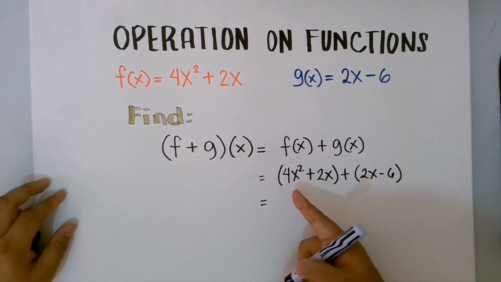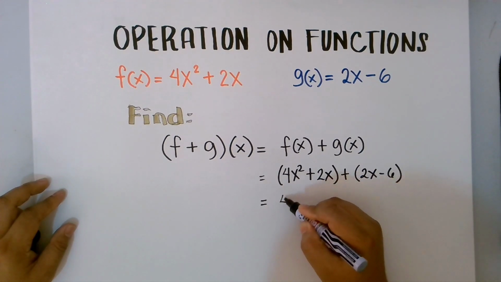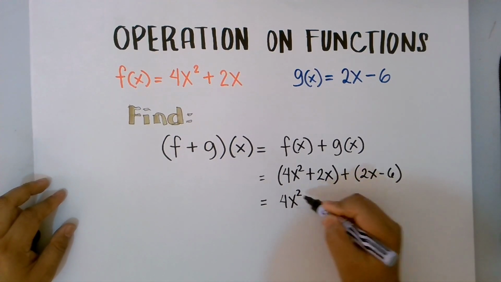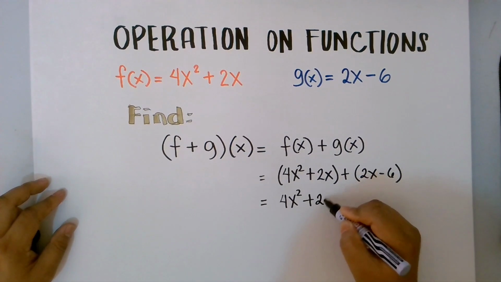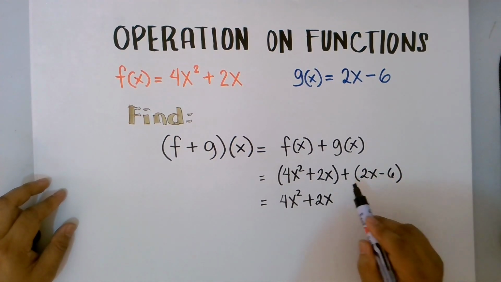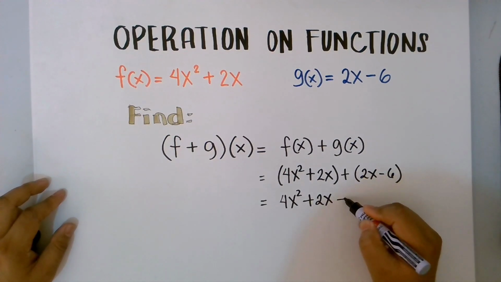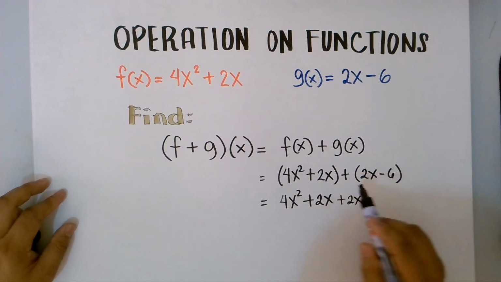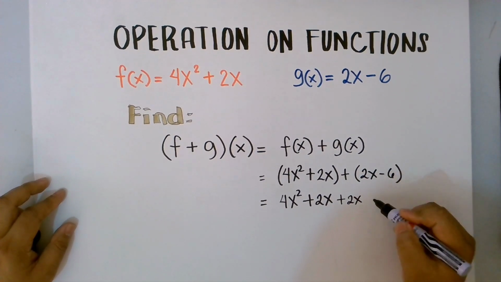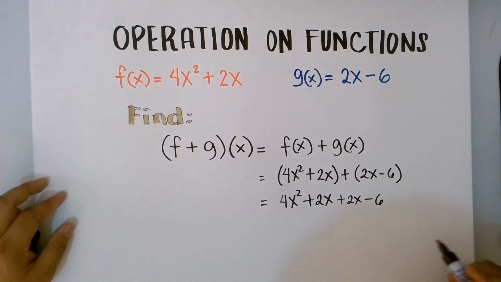Okay, for the first group, tatanggalin lang natin yung parenthesis, walang mababago. So 4x squared plus 2x. Okay, and for the second group, we will multiply the operation symbol to each element inside the parenthesis. So positive times positive 2x is positive 2x. And positive times negative 6 will be negative 6. Okay. So now natanggalan natin yung grouping symbol nila.